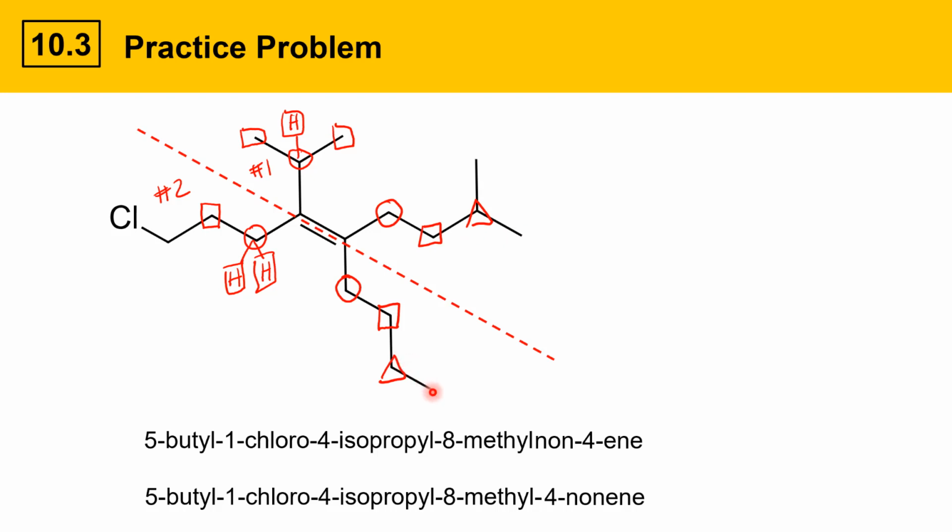At this point, we can assign priorities to the groups then. The upper group has priority 1, and the lower group has priority number 2. Since the high priority groups in this molecule are on the same side of the dotted line, this would be a Z alkene, and we could put the Z label on the double bond, and ultimately we can put it out in front of each one of the names to fully assign the name for this molecule.